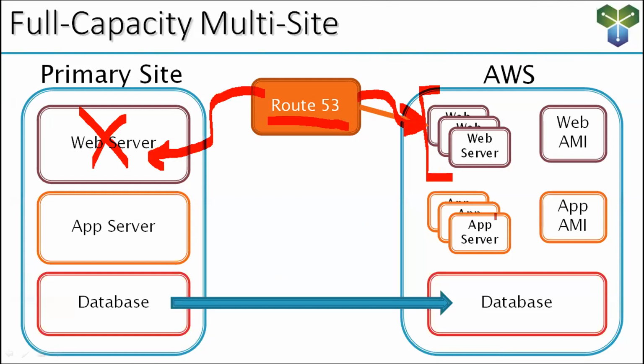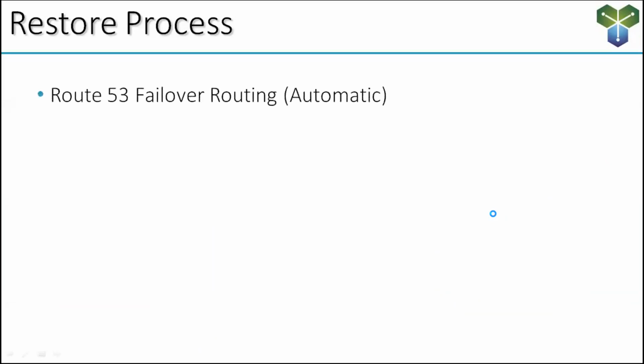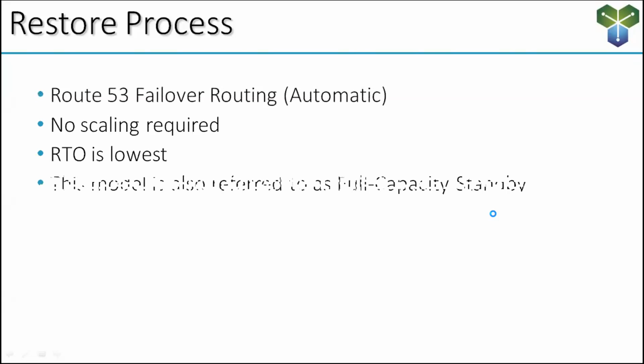So full capacity is like the Cadillac version. It fails over very, very quickly. There's no scaling required. There's no manual intervention required. It just happens, right? Failover routing is automatic. You don't have to scale, and it's got the lowest RTO. Right? It's also sometimes called full capacity standby. And that's the final model here.